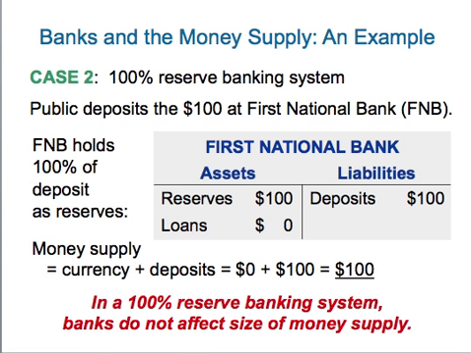Case two, 100% reserve. Okay, the public deposits $100 in our fictitious First National Bank, FNB. That bank holds 100% of the deposits as reserves. The money supply is the currency plus deposits. Well, the currency is zero. The deposits are $100 because the bank has every bit of it in its vault. The money supply is $100. In a 100% reserve banking system, banks do not affect the size of the money supply. They're just a piggy bank.